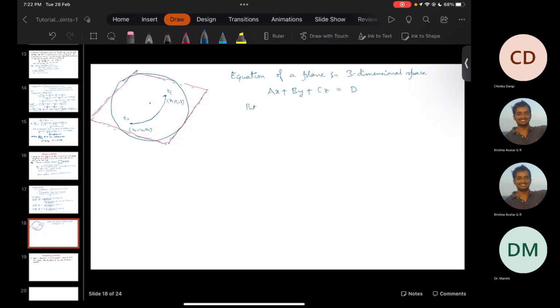Now, since the plane which contains the curve also has to pass through the origin, if you put x is equal to y is equal to z is equal to 0, we can determine the quantity d here. So this implies that d is equal to 0. Therefore, the equation of this plane is ax plus by plus cz is equal to 0. So the curve lies in the plane given by this equation.